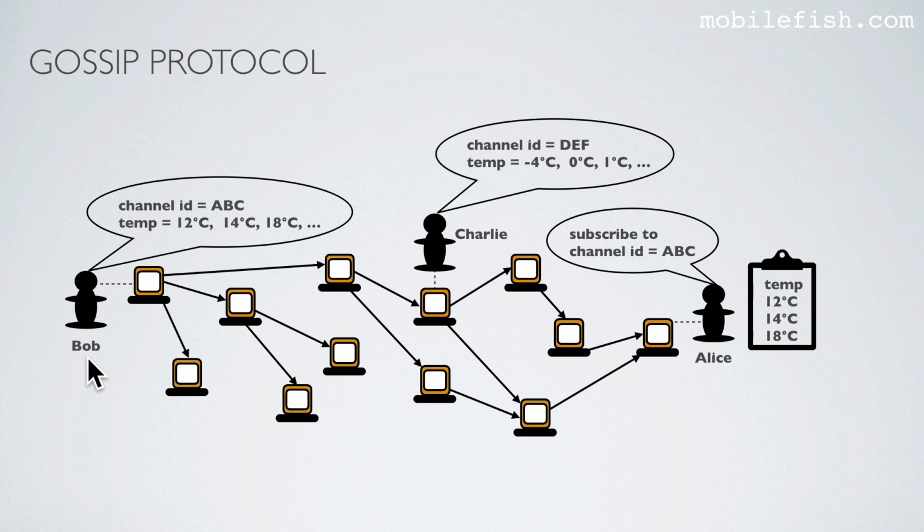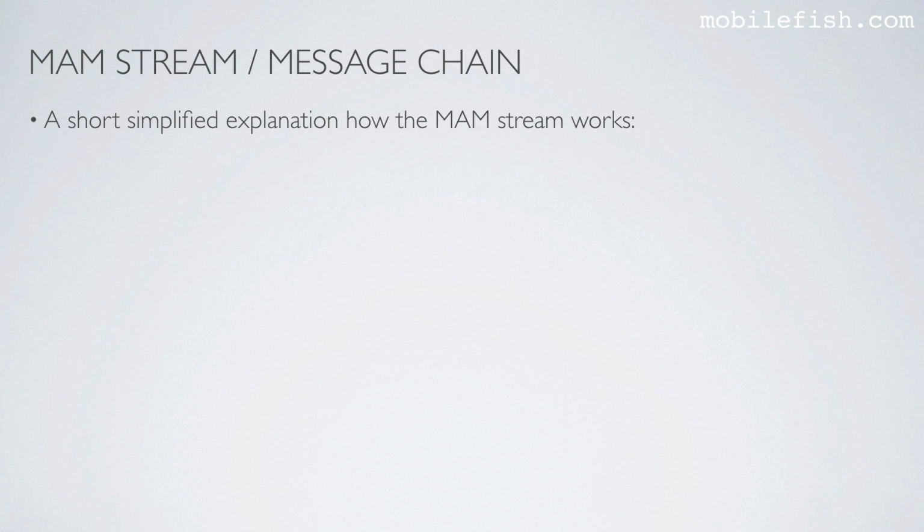Bob publishes sensor data to the Tangle on the channel ID ABC. These are its sensor data. Alice is interested in Bob's sensor data and subscribes to his channel ID ABC. When a message with channel ID ABC reaches Alice's node, she will be notified. These are Bob's temperature data. Messages from Charlie broadcast on the channel ID DEF will be ignored by Alice. A short simplified explanation of how the MAM stream works.